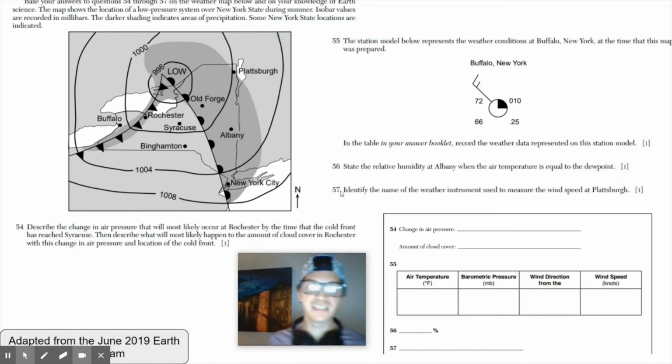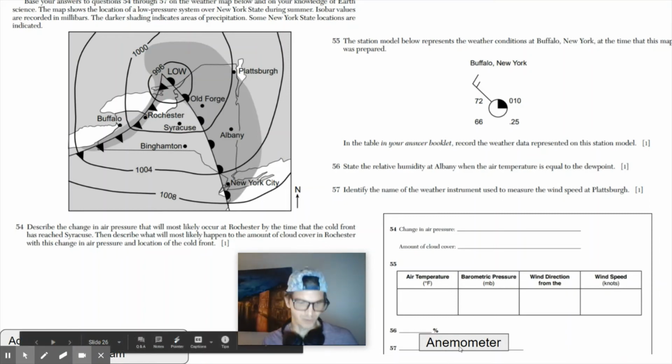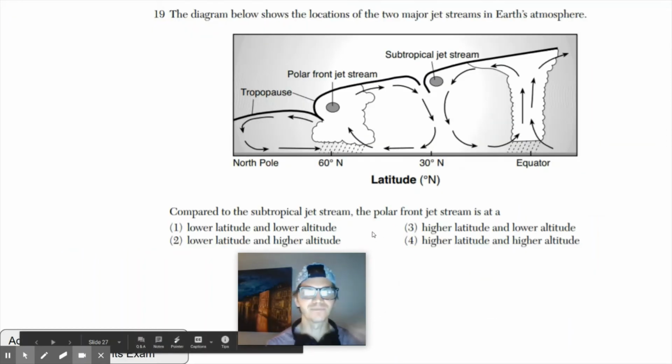And lastly, 57, identify the name of the weather instrument used to measure the wind speed at Plattsburgh. It's the name of the instrument that's used to measure the wind speed anywhere. And my favorite word in earth science is the anemometer, but you also could have called it a wind gauge. You could have called it a windsock. I've even seen a wind meter be accepted as a correct answer. But if you want to impress your science teacher, call it an anemometer. It's my favorite word to say too.